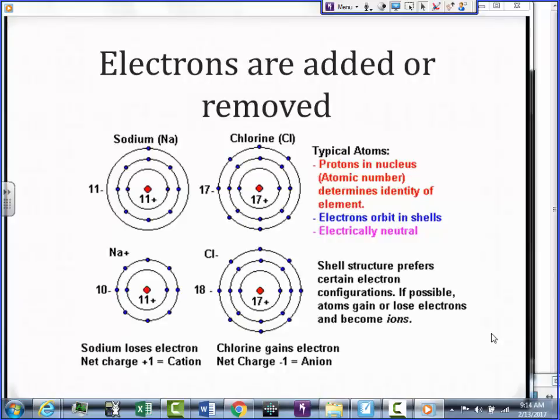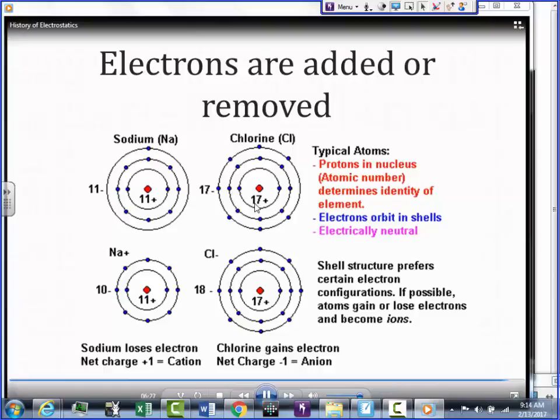Let's have a look at this example. The sodium atom has 11 protons and 11 electrons. Sodium has a tendency to lose 1 electron. That means it's got 11 protons and 10 electrons. The net charge is a positive 1, making the sodium cation. Chlorine has 17 protons and 17 electrons. It tends to gain electrons. Chlorine gains 1 electron, so it will have 18 electrons and 17 protons. The net charge is a minus 1, and that's the chloride anion.